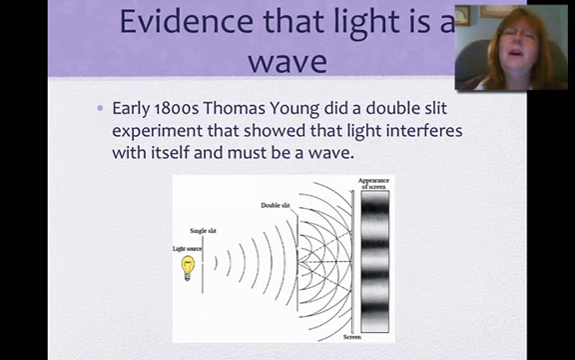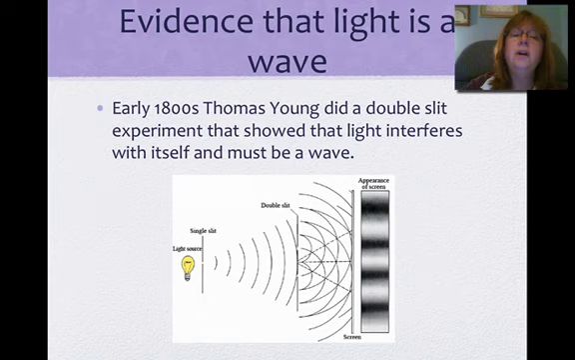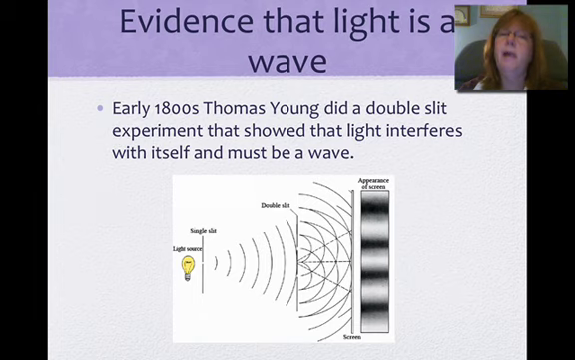Well, how did we know that light behaves like a wave? It's a very old experiment from the 1800s. Thomas Young did a double slit experiment, and he showed that light could interfere with itself and therefore behaved like a wave.